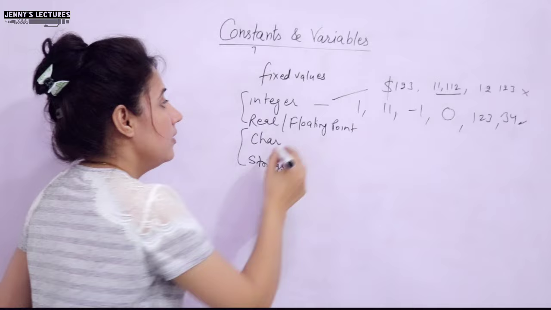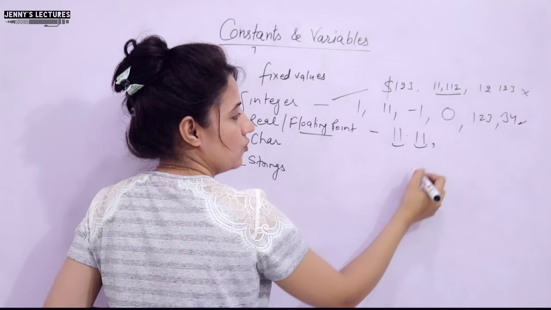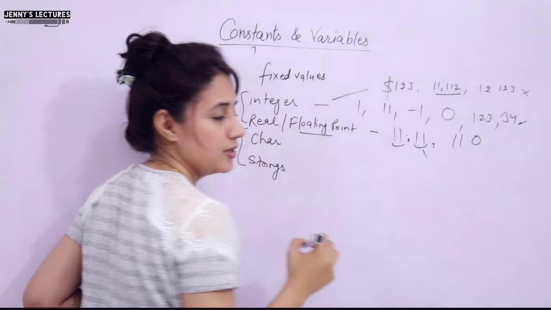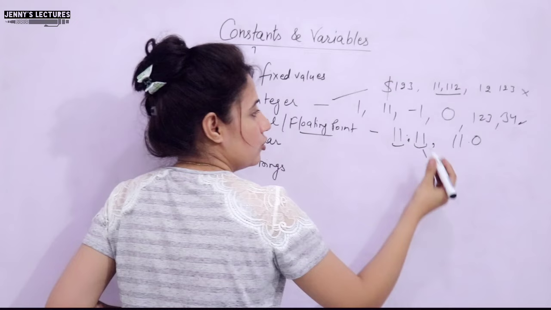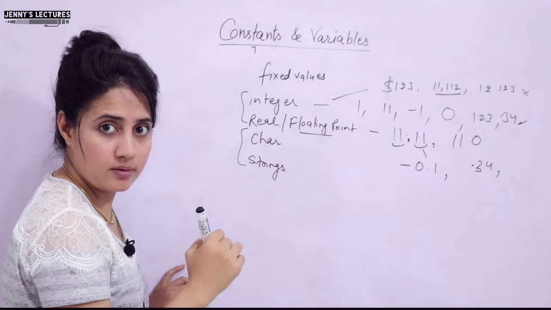And what are real or floating point constants? They have a decimal point, like if I write 11.11. This is the integer part, this is the fractional part, and this is the decimal point. If you write 11.0, this also comes under floating point constants. You can also write minus 0.1, this is also valid. Or 0.34, this is also valid. So, these are floating point constants.